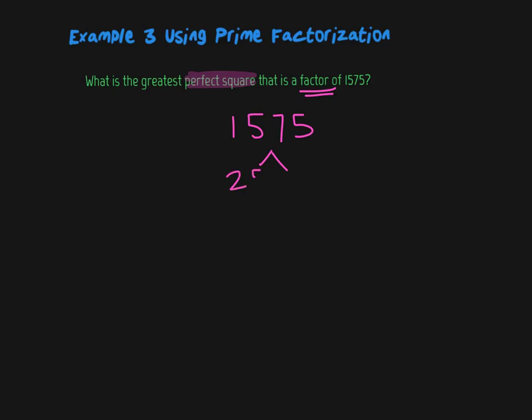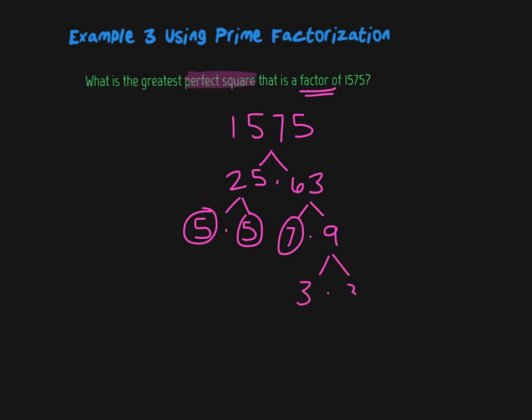We're going to start with 25 and 63, because 25 times 63 does equal 1,575. Neither 25 nor 63 is prime, so we have to keep going. Let's start with 25. 5 times 5, and those are both prime, so we circle them. 63, we have 7 times 9. 7 is prime because nothing can go into it but 7 times 1. We can move on with our 9 by saying 3 times 3, and those both end up being prime.